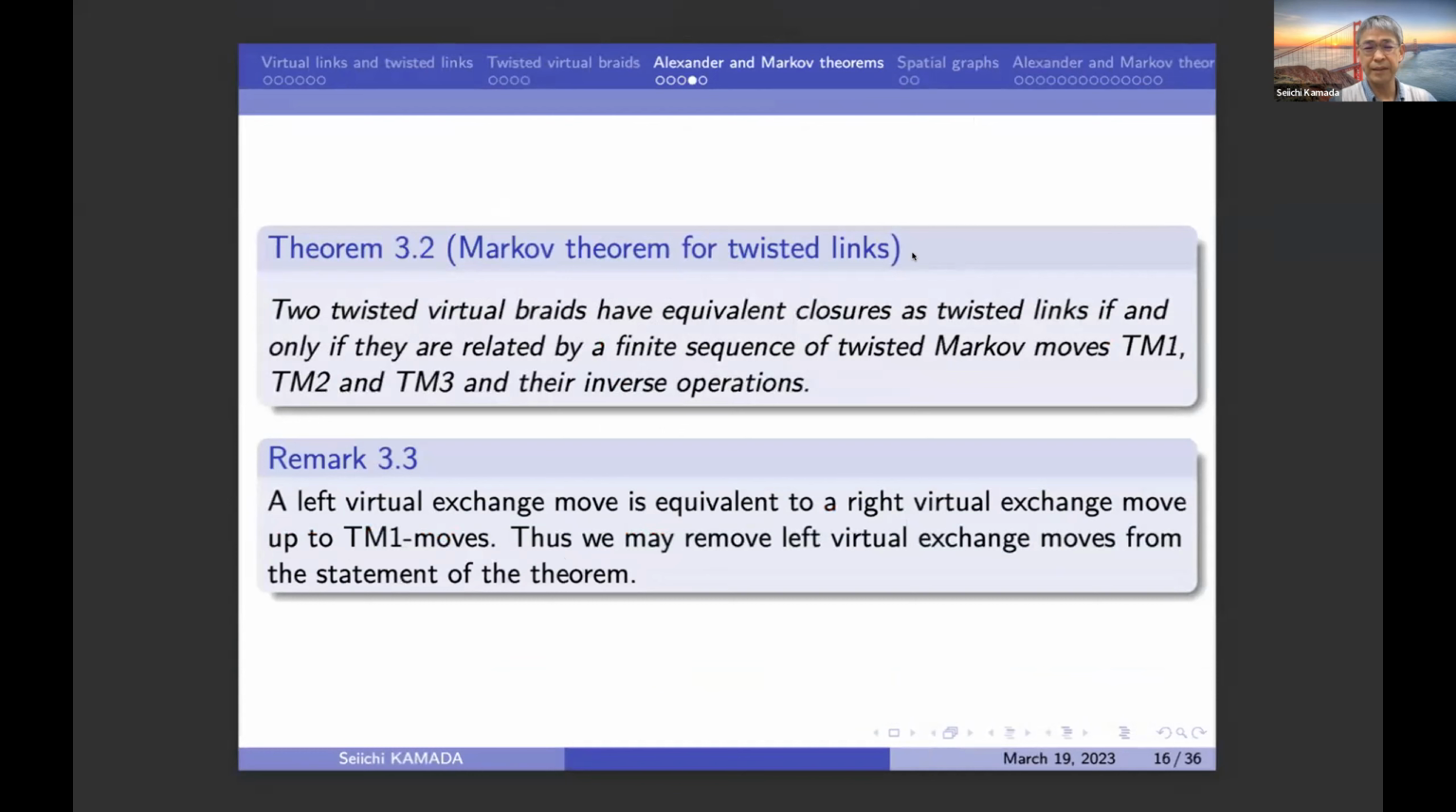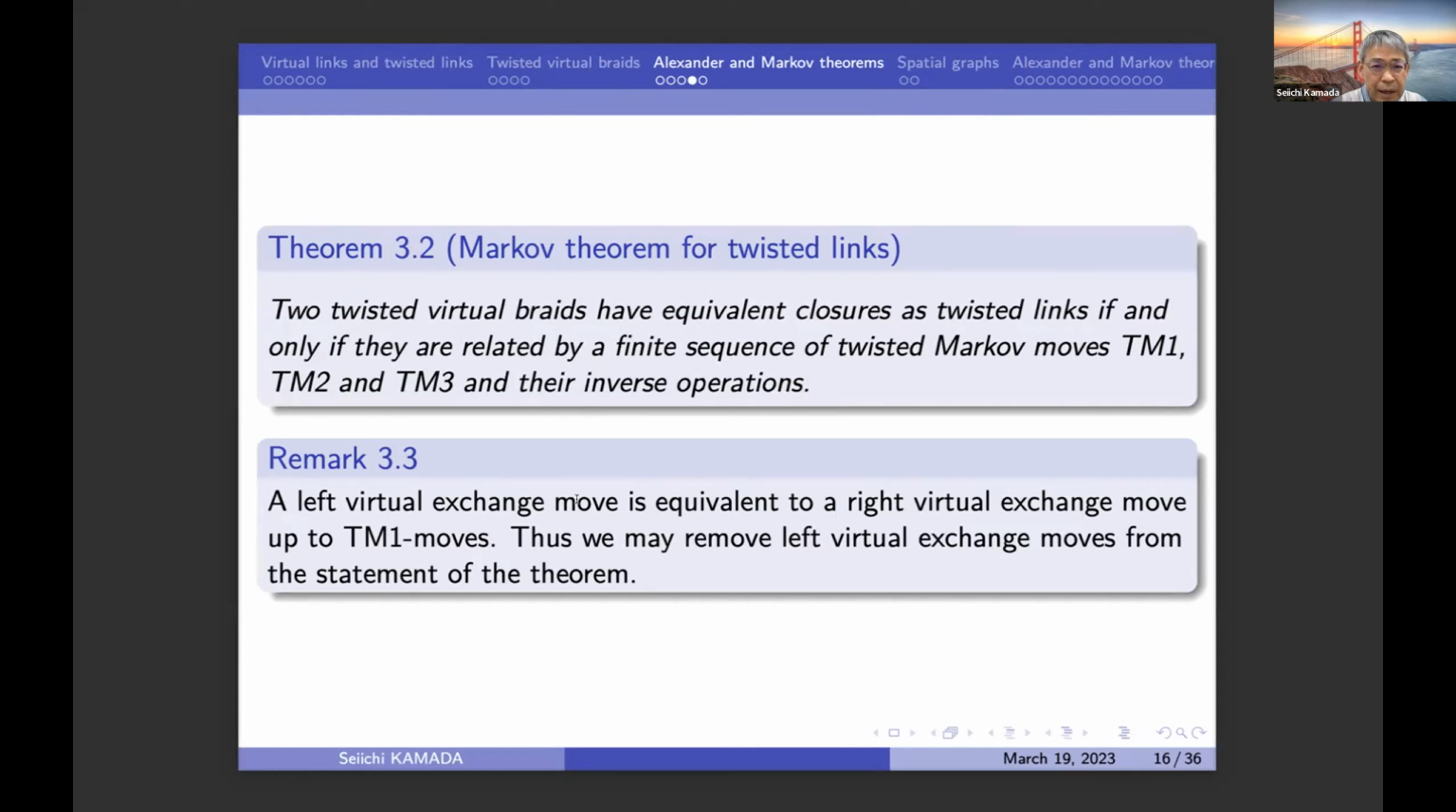And this is a theorem corresponding to Markov theorem for twisted links. Two twisted virtual braids have equivalent closures as twisted links if and only if they are related by a finite sequence of twisted Markov moves. So TM1 move, TM2 move, and TM3 moves, and their inverse operations. This is a Markov theorem for twisted links.